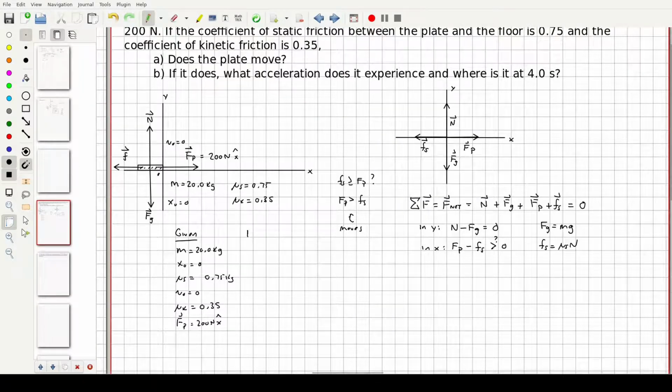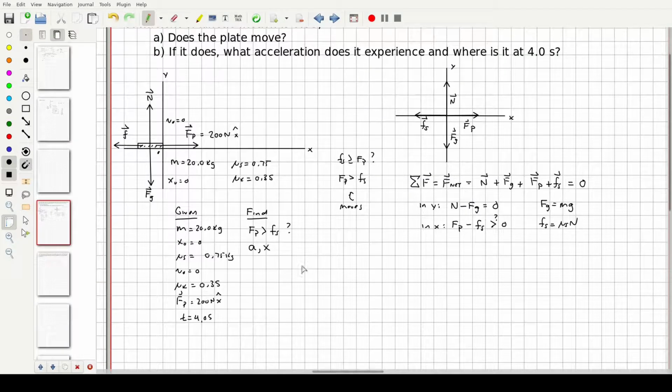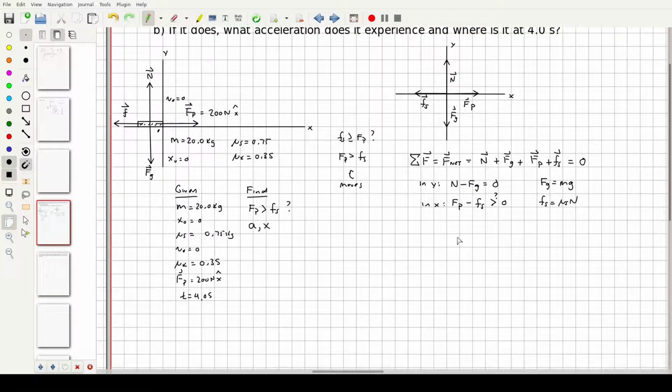What are we trying to find? For part A, we want to find, does the force of the push exceed the static frictional force? If it does, then it moves, and we can move on to part B. For part B, we want to find the acceleration and also its position after 4 seconds. So that's additional information right here. 4 seconds into the future is where we'd like to look if we end up using that. So that said, let's get on here.